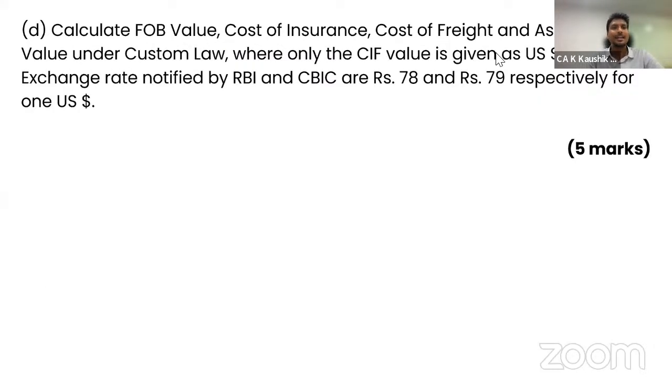Next, they have asked to calculate the FOB value, cost of insurance, cost of freight, and assessable value under customs law, where only the CIF value is given as $8,000. The exchange rates notified by RBI and CBIC are 78 and 79 respectively for $1. So here, see, now in customs they've given 2 questions of 5 marks. So 10 marks from customs is very clear, and everything is coming from valuation. Last time they asked 2 valuation questions.